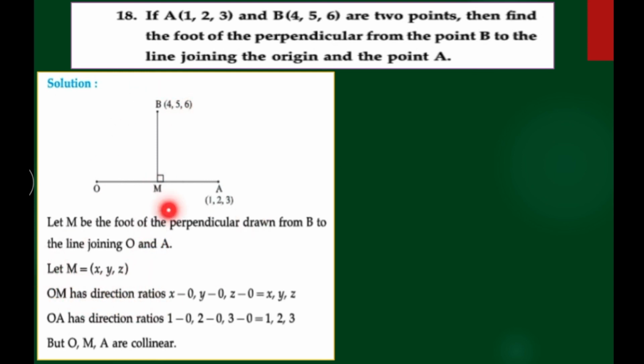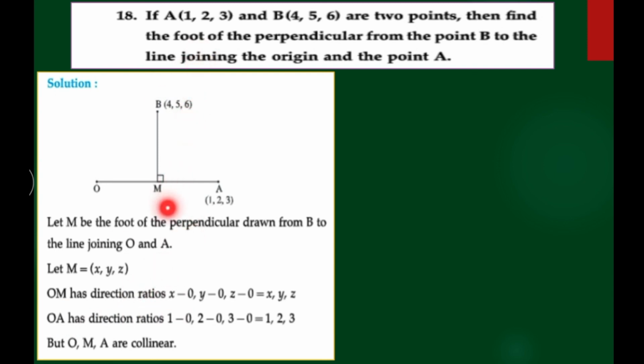Here we have to find the coordinates of this point M. Let M be the foot of perpendicular drawn from B to the line joining O and A. So we consider the coordinates of point M as (x, y, z). Let M equal (x, y, z). OM has direction ratios. So we calculate the direction ratios by using the concept x2 minus x1, y2 minus y1, z2 minus z1.